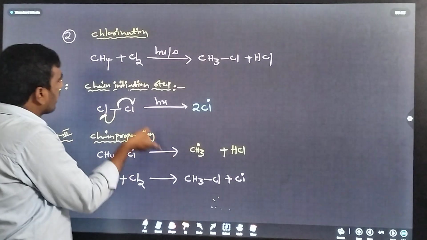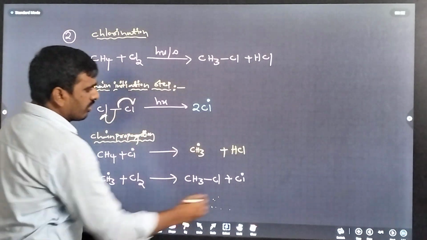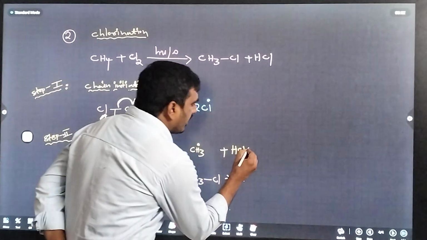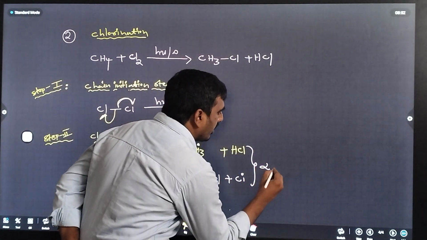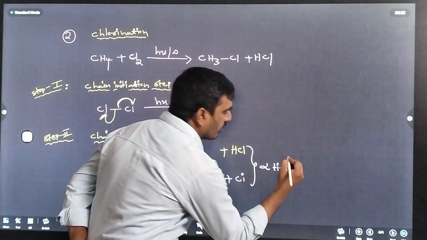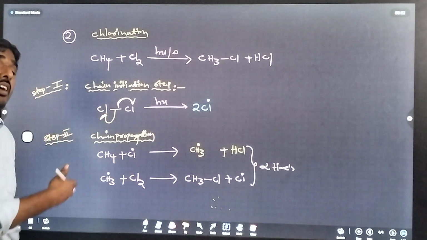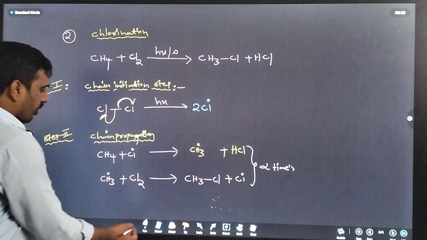Again this methyl radical reacts with chlorine to produce chlorine radical. That means this reaction takes place infinity times. So this reaction never ends in this step. So this is a chain propagation step.